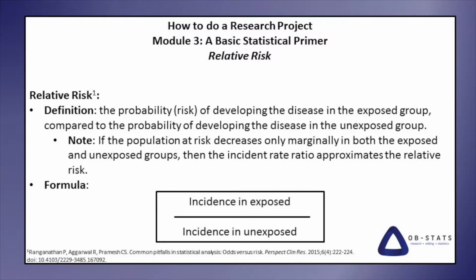Relative risk is the probability or risk of developing the disease in the exposed group compared to the probability of developing the disease in the unexposed group. Note, if the population at risk decreases only marginally in both the exposed and unexposed groups, then the incident rate ratio approximates the relative risk. The formula for relative risk is the incidence in the exposed population divided by the incidence in the unexposed population. Because relative risk is also a measure of association, it is discussed at length in the following section.